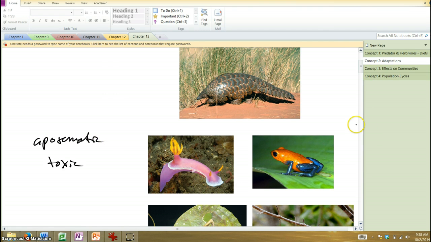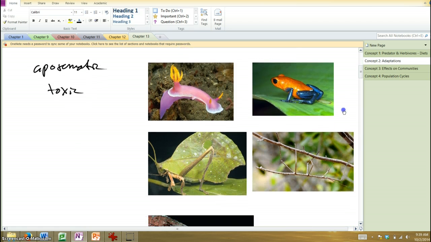And down here we have camouflage. Other animals essentially hide or blend in as best they can, looking like a leaf or a stick, for example. And this is generally known as crypsis, essentially blending in.